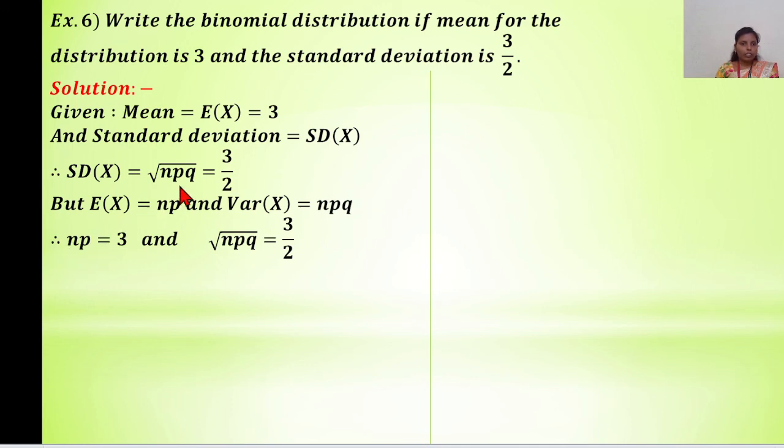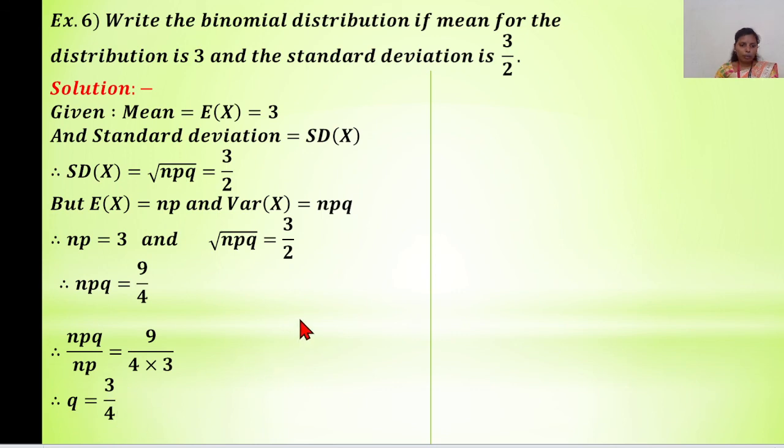But expected value of x is equal to np and variance of x is equal to npq. Therefore, here the expected value of x is 3, so np is 3, and square root of npq is 3 by 2. Therefore, npq is equal to 9 divided by 4. Therefore, npq divided by np is equal to 9 upon 4 into 3. Therefore, q is equal to 3 by 4.